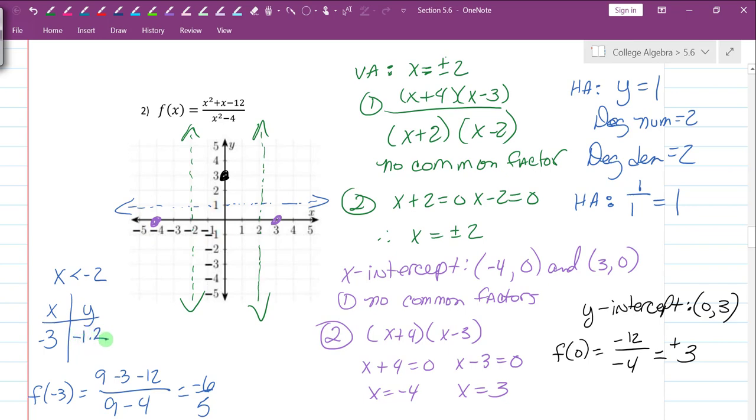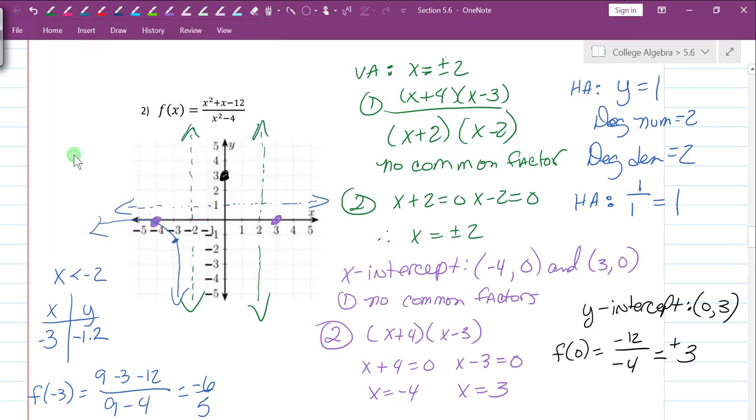So the point negative 3, negative 1.2 is going to be right about here. And so that tells me that my graph looks like that, and that part right there. Now I have 1 point in here. I need another point right in here. I'm going to choose the point 1.